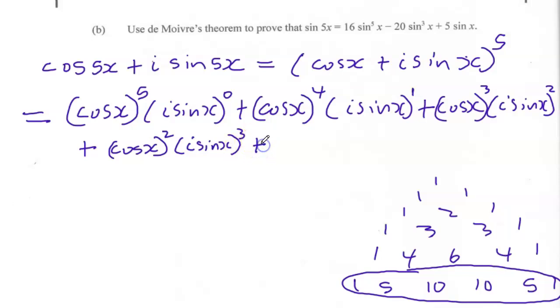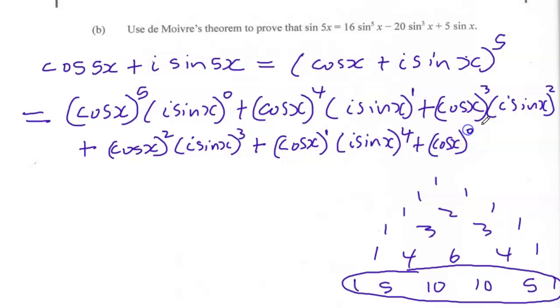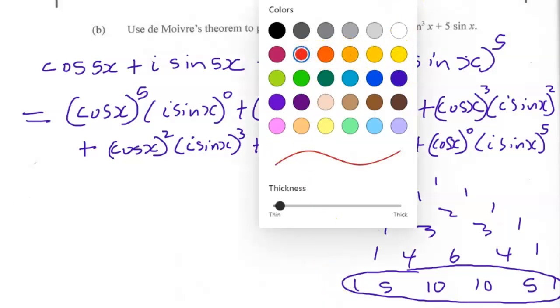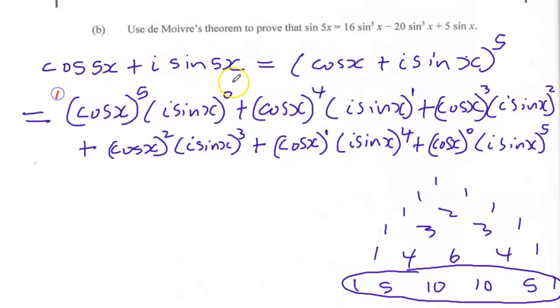Alright, so the second to last, cos x to the power 1, i sin x to the power 4, plus cos x to the power 0, i sin x to the power 5. Let me just put in the coefficients now. Use a different color to put in the coefficients. So the first one is 1, then 5, then 10, and 10 again, and 5, then 1. So the values in red represent the coefficient of each term. We're going to multiply that to the term. Alright? Let's move on to the next step.